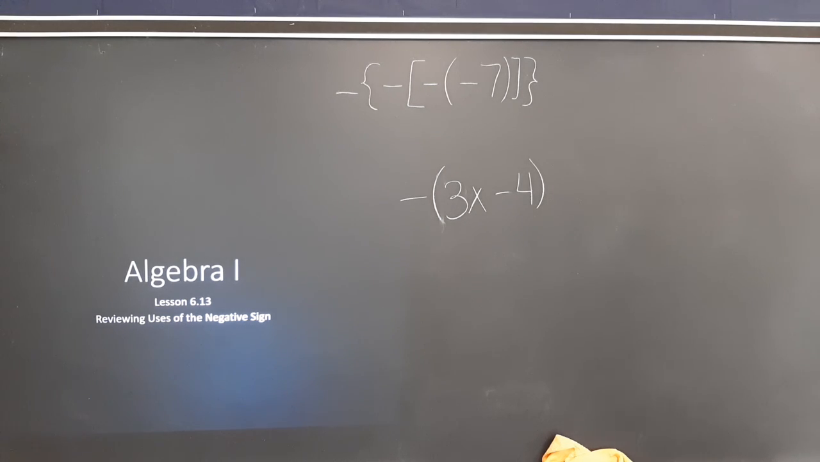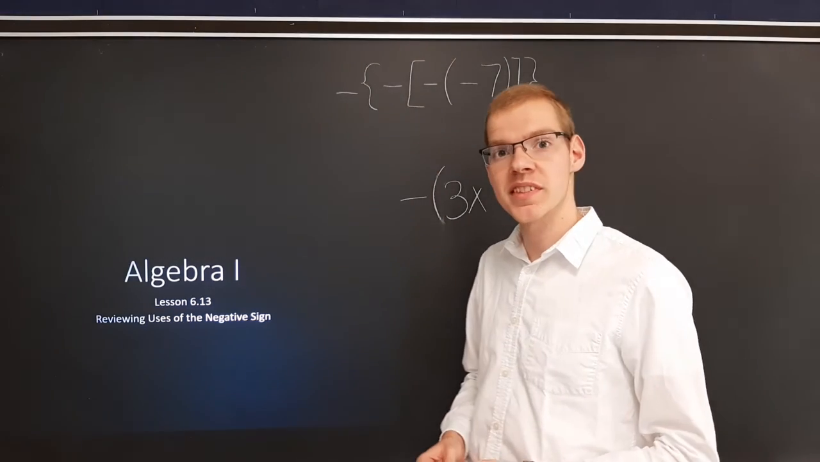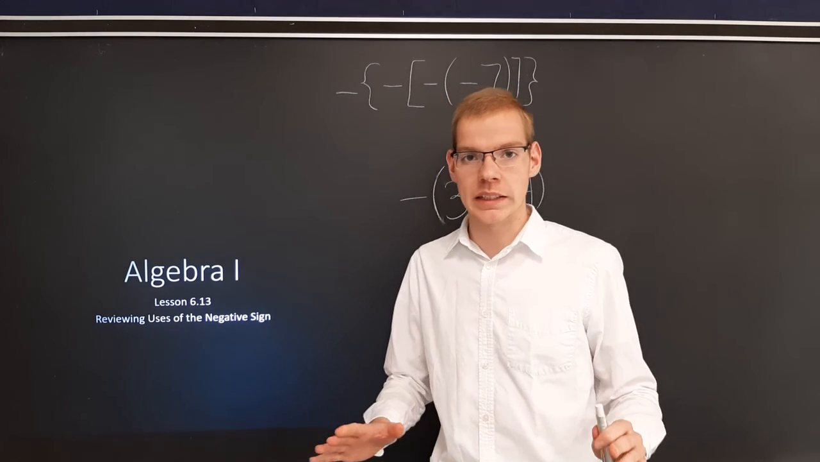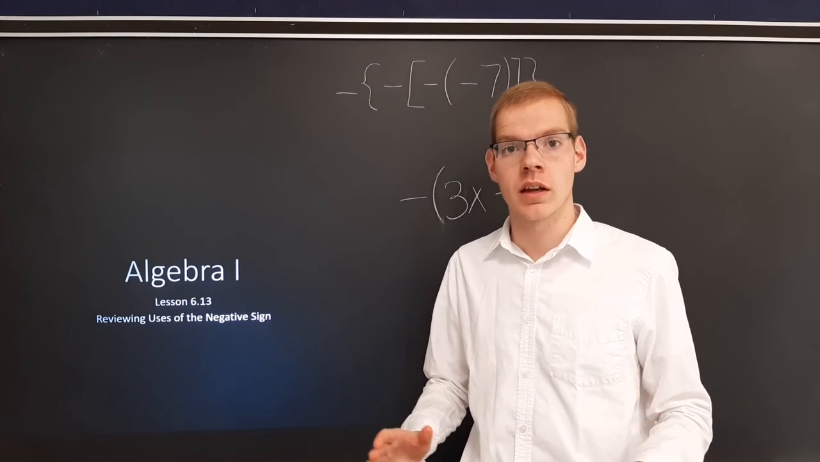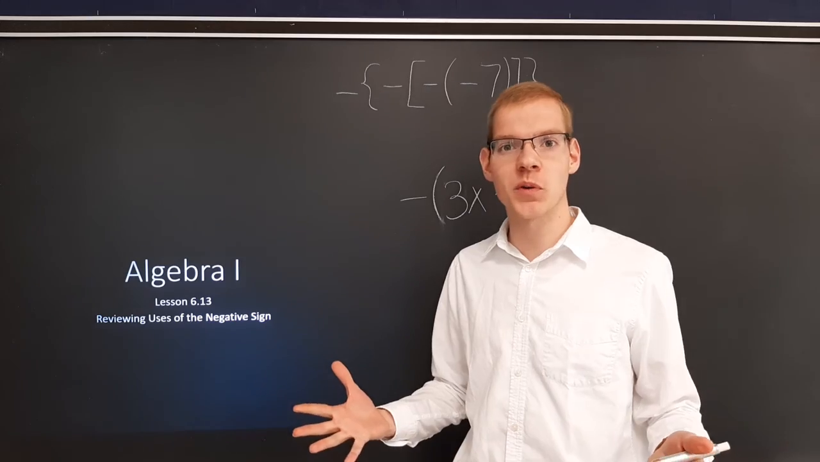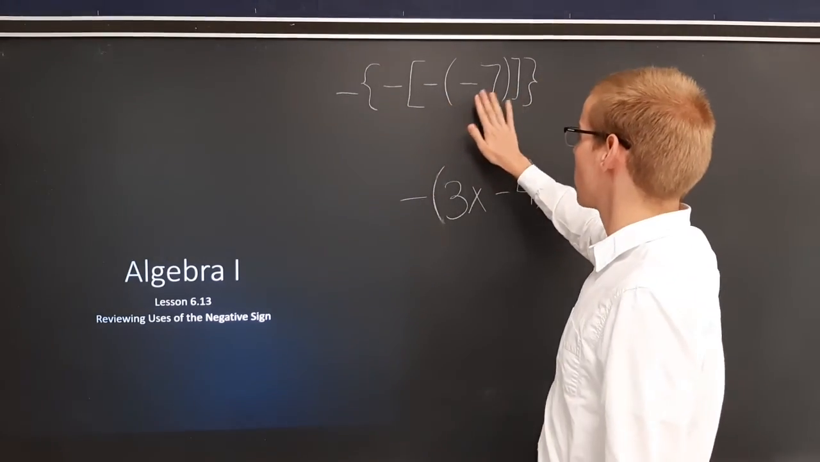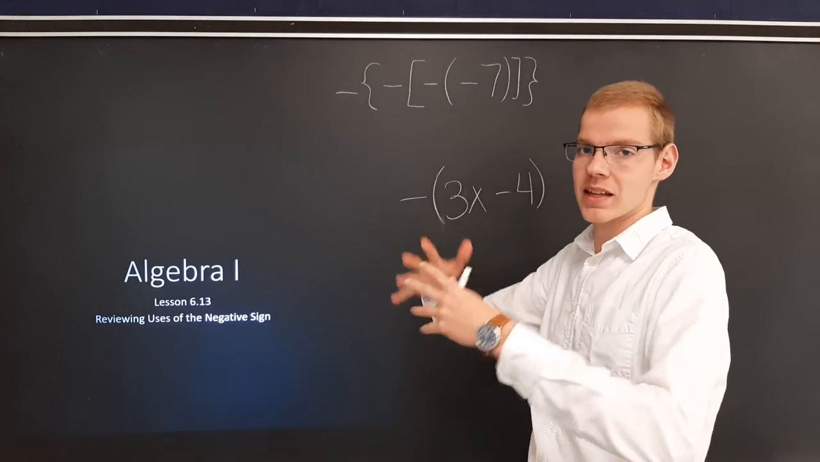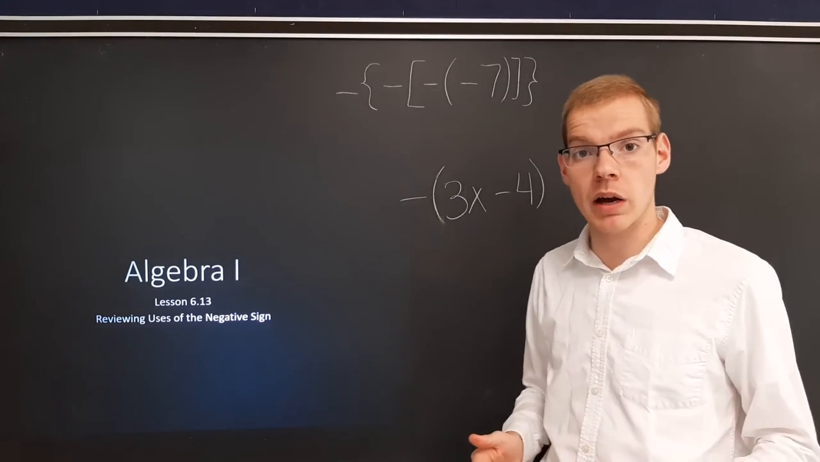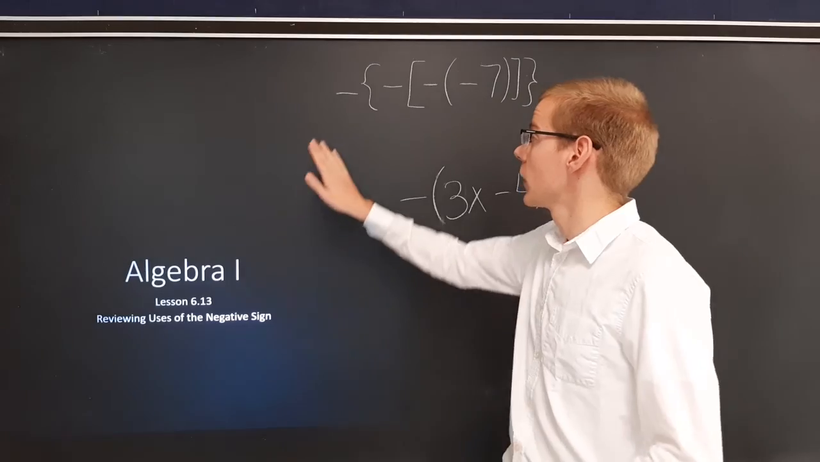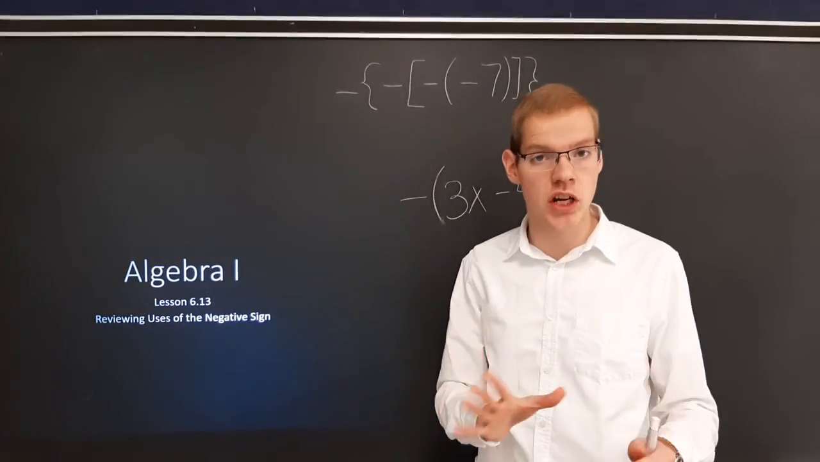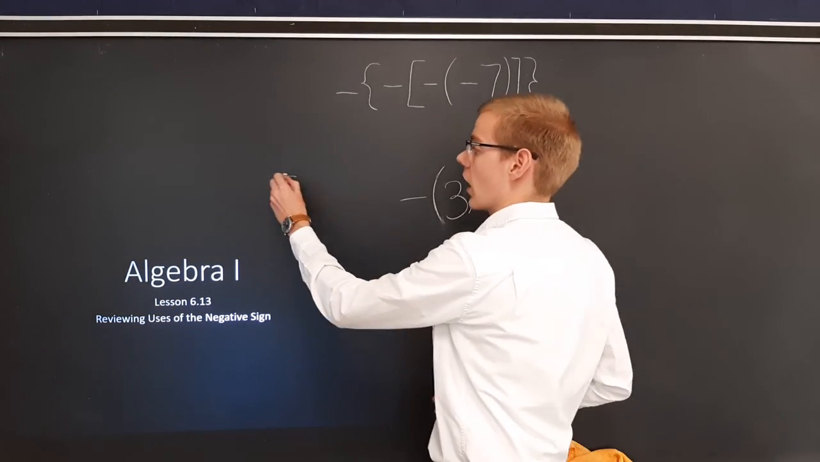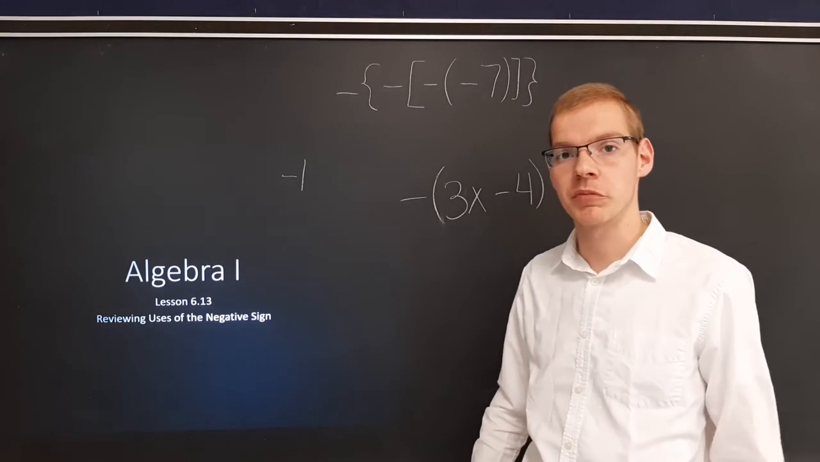Algebra Lesson 13, reviewing uses of negative signs. So basically, this first part of this lesson is quite simple. We've done this before, where when we multiply something like this, just make sure we start from the inside and work out. One thing to keep in mind with these ones is that if there's just a negative, it is just like there was a negative 1.